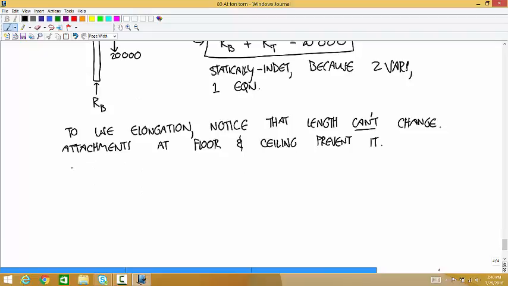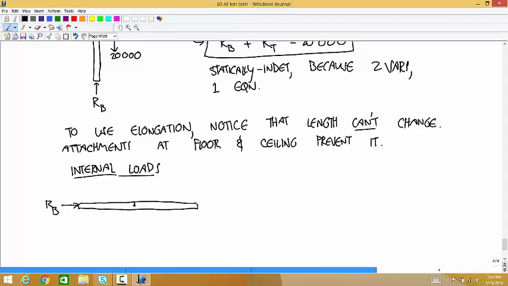Okay, well, let's go into the internal loads. I'm going to tip it over sideways because that's how we're used to dealing with it. So let's say we have our RB here, our 20,000 pointing to the left, and RT on the right end. How many places are there where the subfunctions can change? 3. So we're going to do 2 cuts.